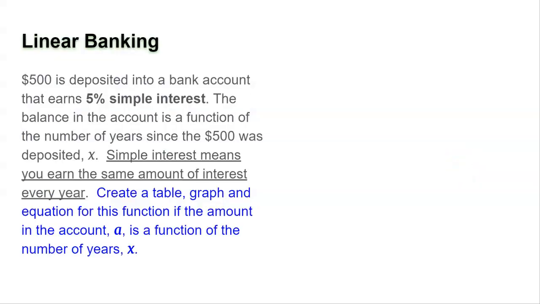Now this first task is very standard. It is just a simple interest situation. You're depositing $500, 5% simple interest. You may need to remind kids how do we calculate 5%? 5 over 100, 0.05. So any of that you need to talk about as a class, this would be the time. And then they're going to create a function, and we're going to call this function A. So A of x equals, create a table, graph, and equation.